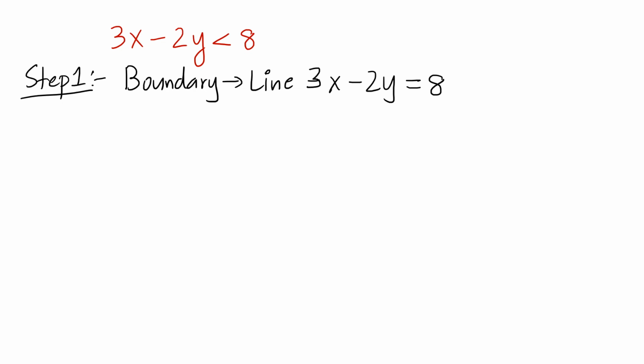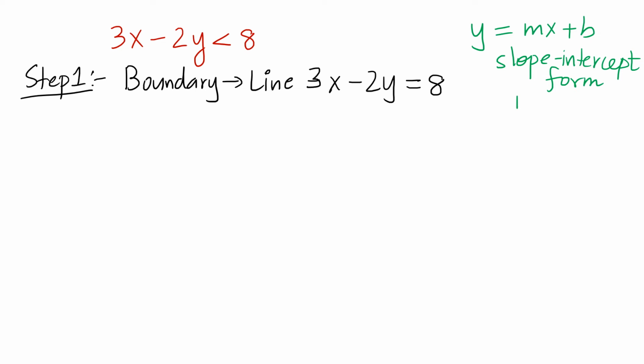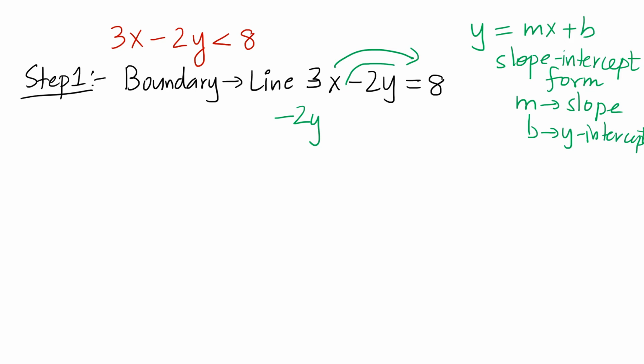Now we will write this in slope-intercept form, because to draw the graph, it is easy to draw it in y equal to mx plus b. I hope you remember, this is slope-intercept form. m is the slope, b is the y-intercept. So let's convert this equation. So minus 2y will be here. This will move on the other side because x and the number have to be together. y has to be alone. So I keep this minus 2y here and move 3x here. So minus 3x plus 8.